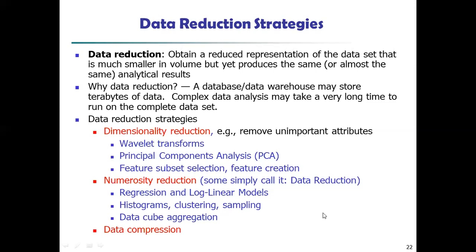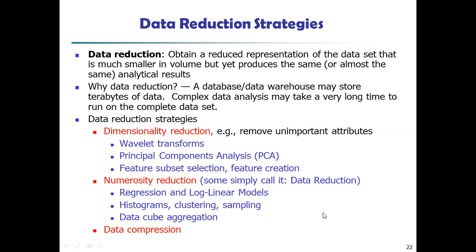Dimensionality reduction methods include three types of methods. First one is wavelet transforms. Second one is principal components analysis. Third one is feature subset selection or feature creation. In the wavelet transform, mainly we represent the discrete wavelet transform, or DWT, and with that we represent the wavelet coefficients. So in dimensionality reduction, we use three methods: wavelet transforms, principal component analysis, and feature subset selection or feature creation.